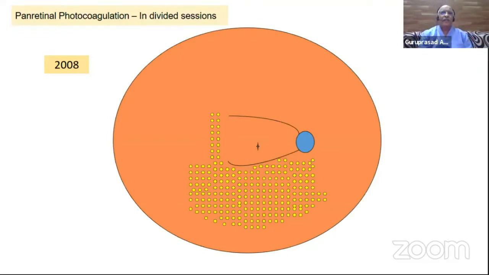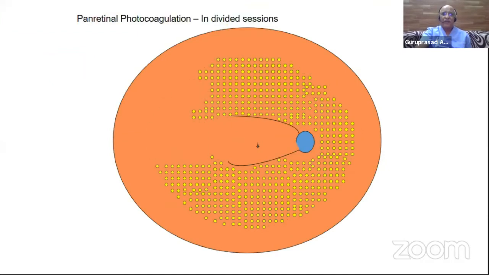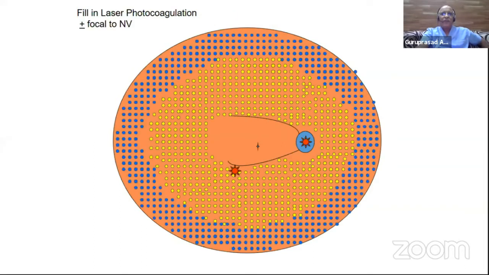Prior to 2008, this is what we used to do in divided sessions with the single spot laser, starting inferiorly and marking a boundary temporal to the macula, and then go and treat the rest of the retina, following the nasal retina, then the superior retina, and finally coming to the untreated temporal part. And after all this, if there is persistent neovascularization either on the disc or in the retina elsewhere, a tightening of the laser was done with treatment of the extreme periphery and also filling up the skip areas. And with that, there used to be resolution of the neovascularization.